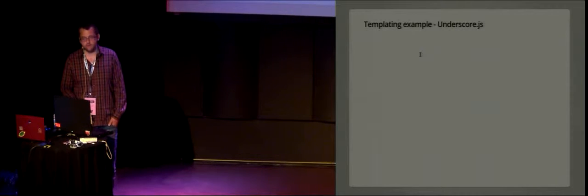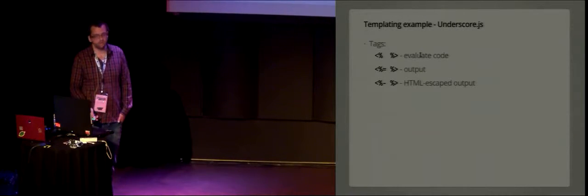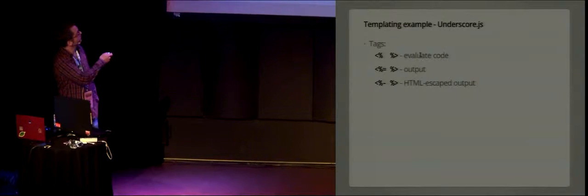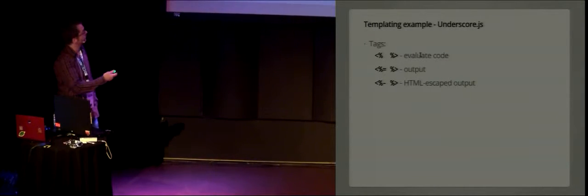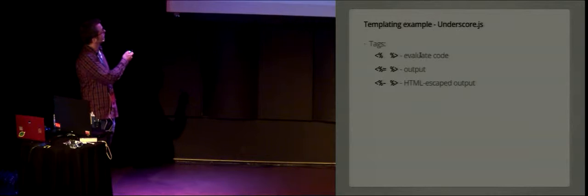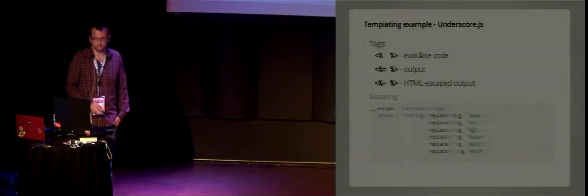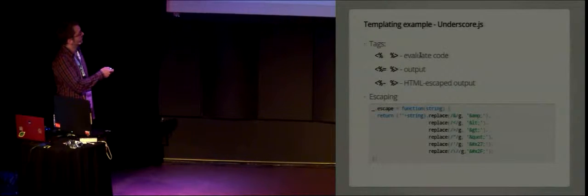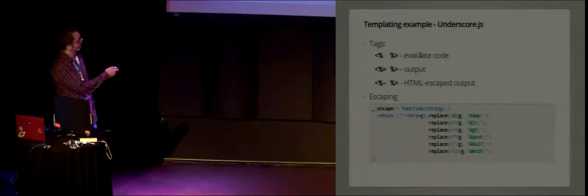If we look at underscore, it has these three. The first one runs code. The second one just outputs directly, so if there's a script tag in there, there will be a script tag in the page. And the last one does HTML escaping. This is the way the escaping function works. It replaces and with the ampersand and so on.